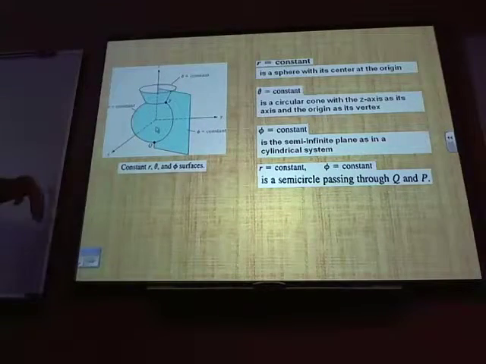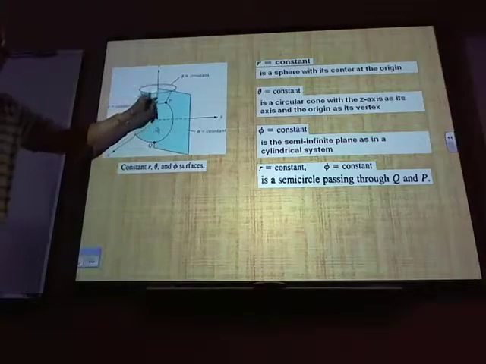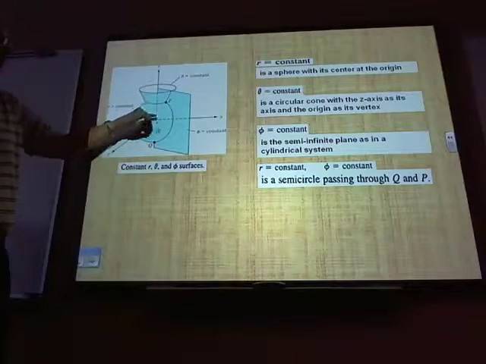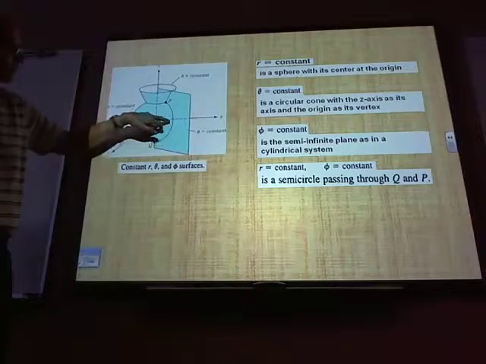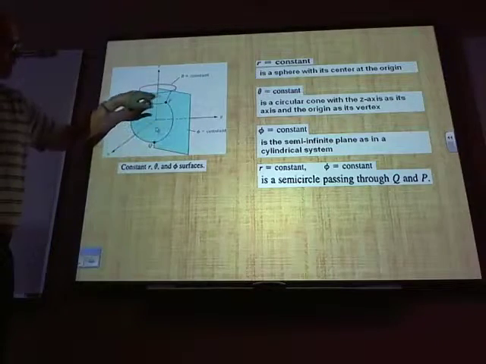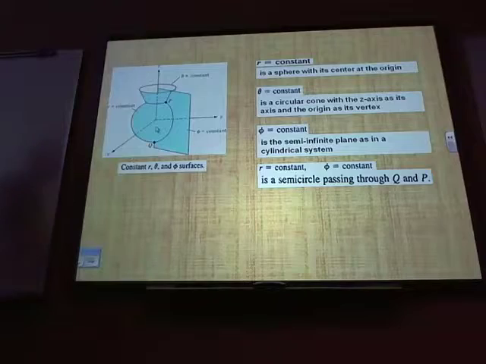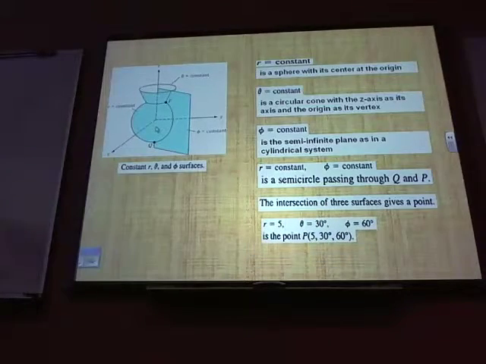And this is r equal to a constant and phi equal to a constant. If r is equal to a constant out here, and phi is equal to a constant sweeping around, then it's going to form this semicircle from here up to here, like this. So that's all it's saying. And you can have other circles.